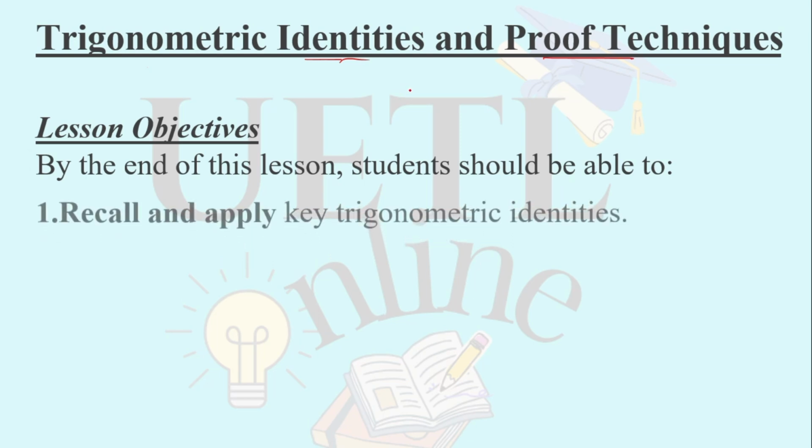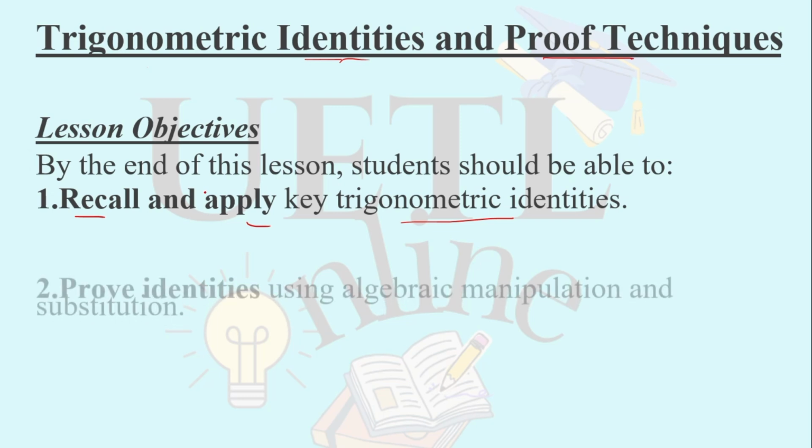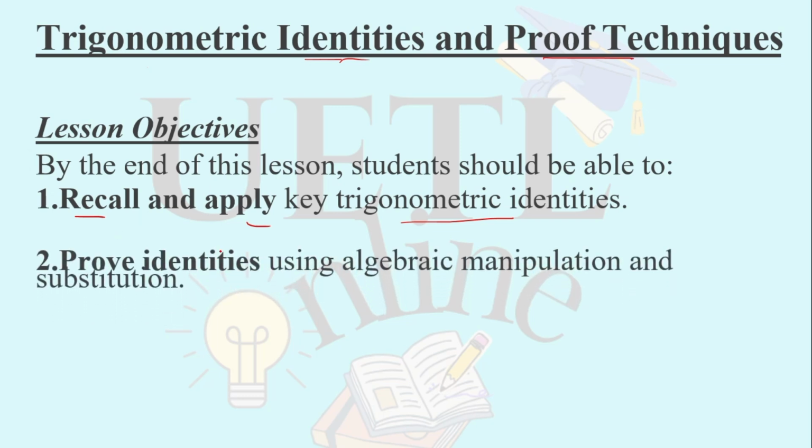By the end of this lesson, I'm going to make sure you are able to recall and apply key trigonometric identities. There are certain identities you should remember. Then we are going to prove identities using algebraic manipulation and substitution. We're going to do some substitution into trigonometric identities, and you're going to algebraically manipulate using factorization so that you prove the identities.